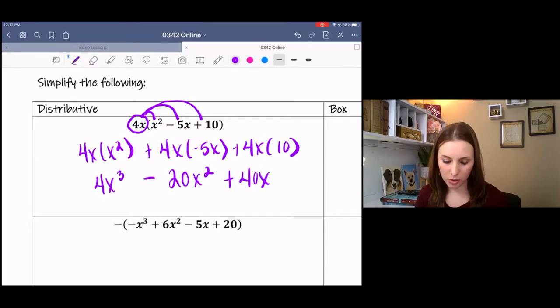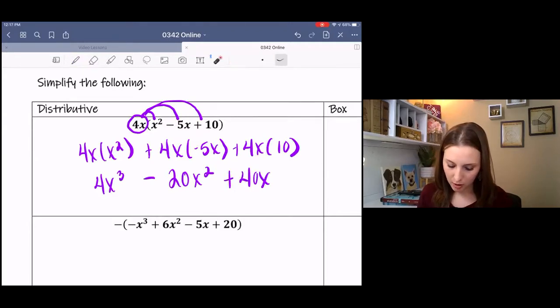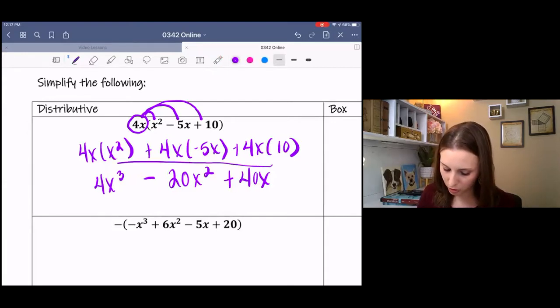Now I went kind of fast, so I want to go back and explain. X times x squared is x to the third. 4 times negative 5 is negative 20, and x times x is x squared. And then 4 times 10 is 40, and we have an x. So I'm multiplying the coefficients, and I'm also multiplying the variable component. So this is just using good old distributive method.